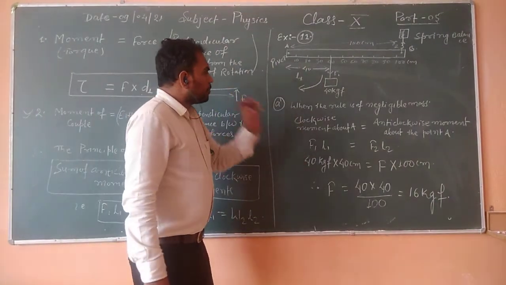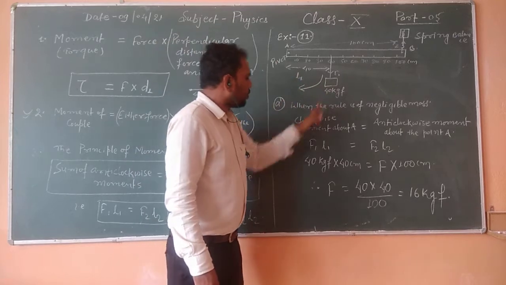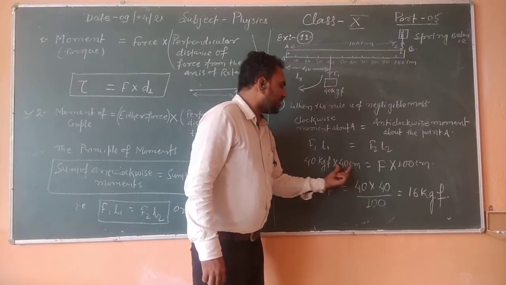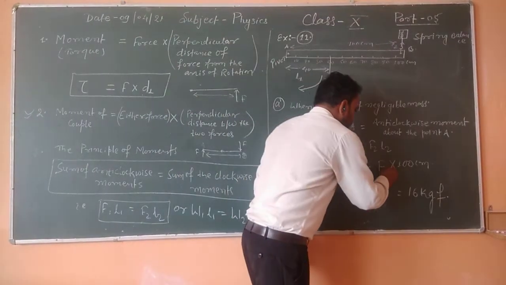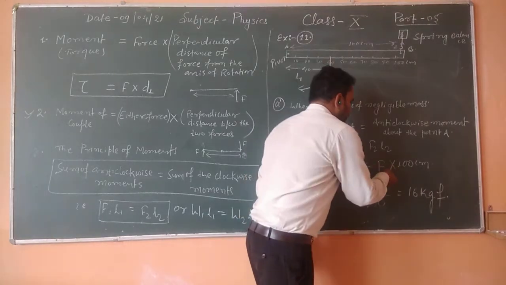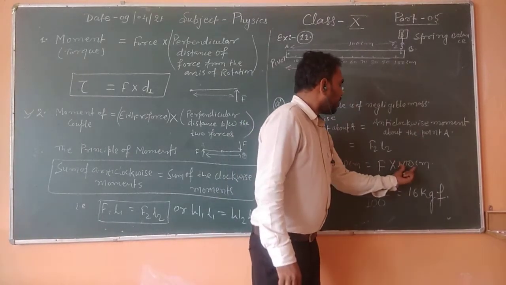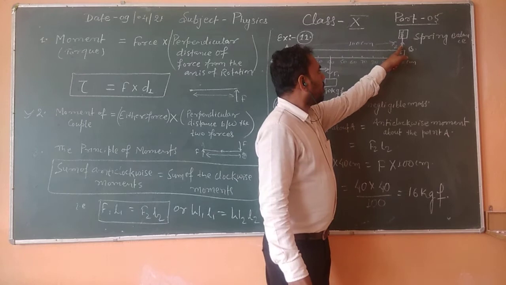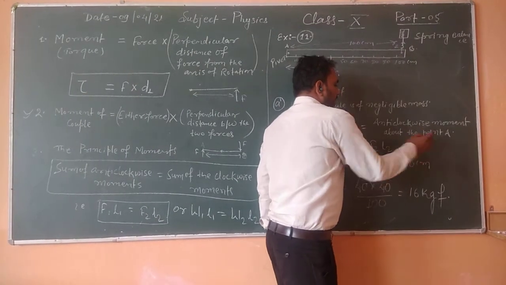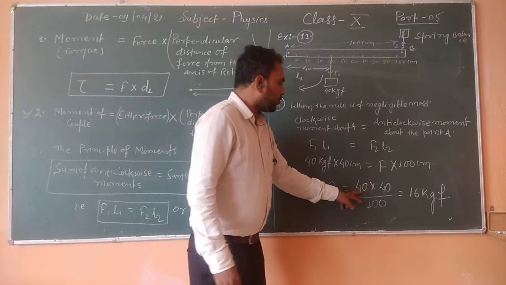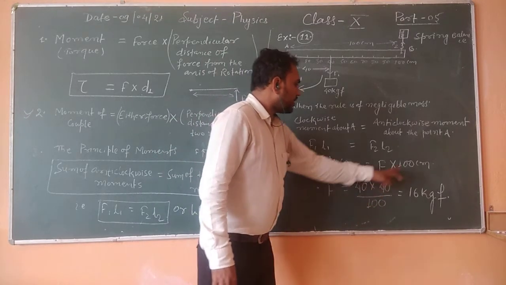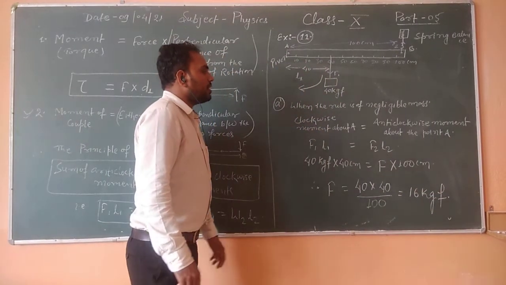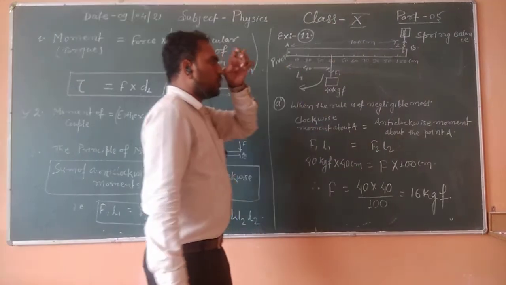Now we will put in the value of F1. F1 has a value of 40 kg into L1, which has a value of 40 centimeter. That is equal to F2, which we mark, or simply say, F, and the distance of F from point A is 100. So F will become 40 into 40 divided by 100, that is 16 kg. That will be in the anti-clockwise direction.